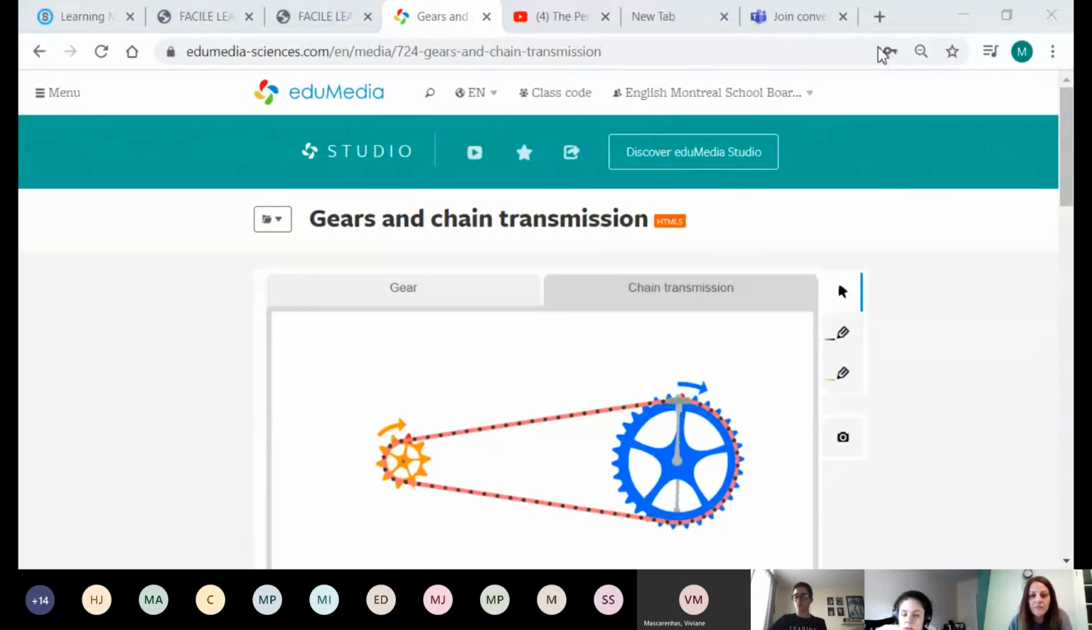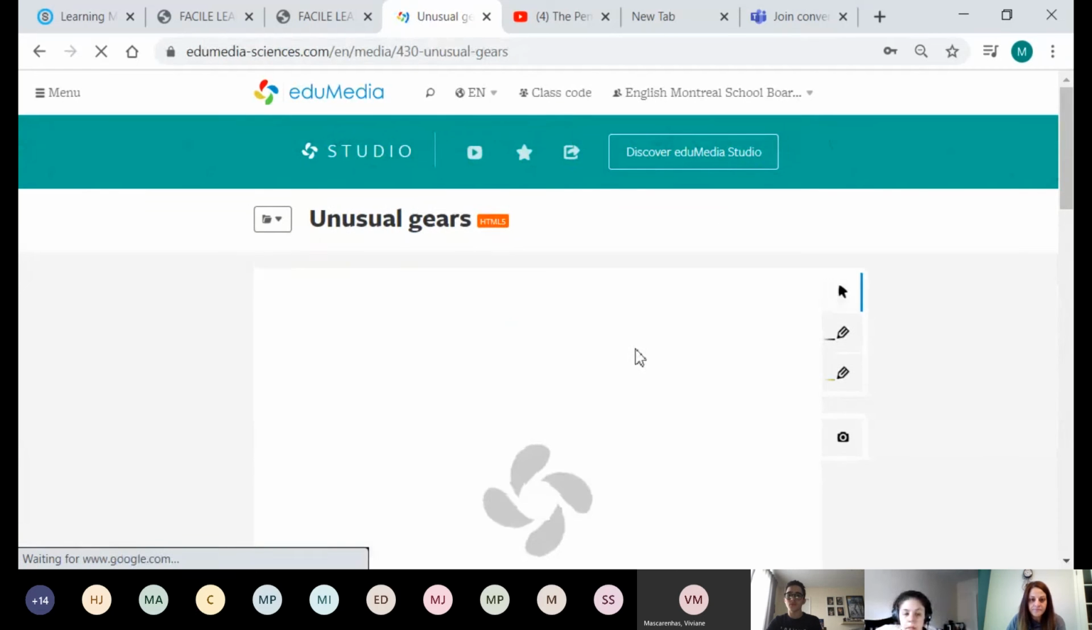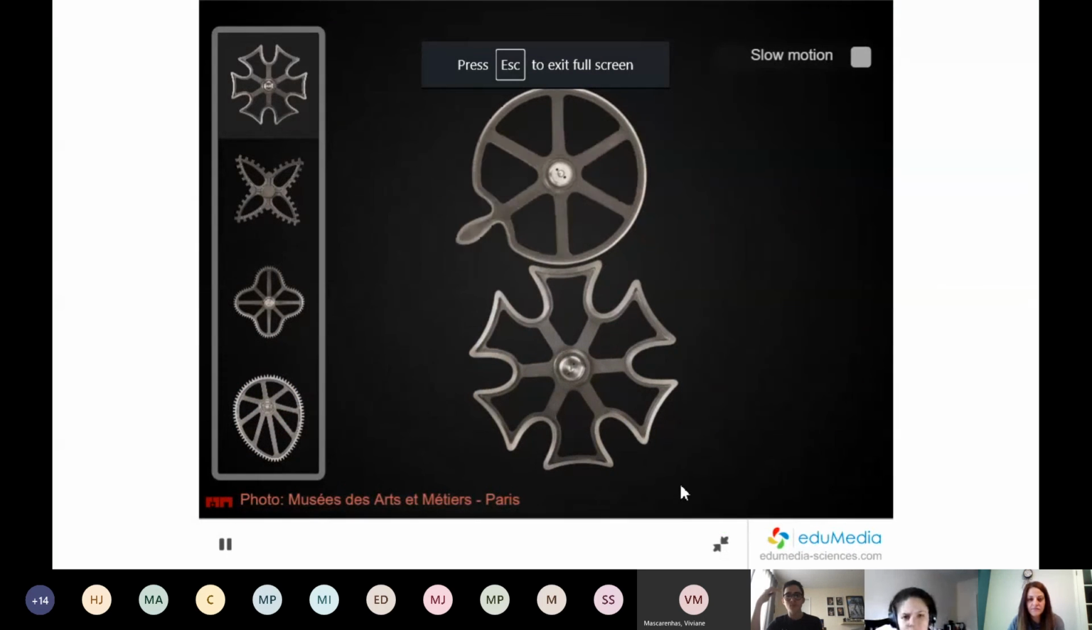And this time, because of the COVID-19 situation, they're actually giving free access for people. So there's a lot you could do with this. It's really fun. There is more on gears on this website, like these unusual gears. It's really cool. You have all kinds of gears in the world. Look at this one.